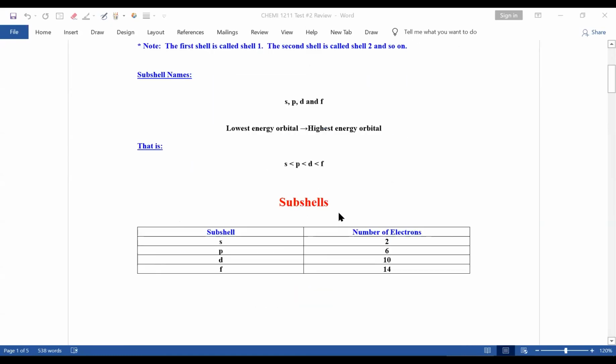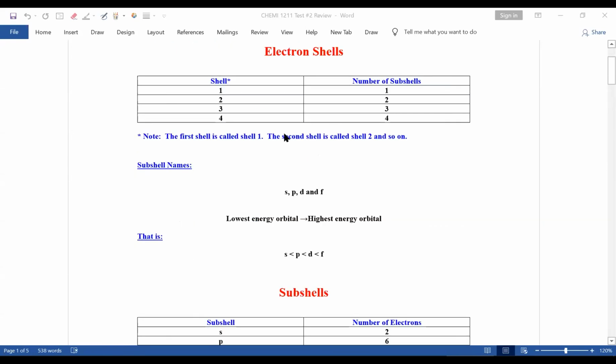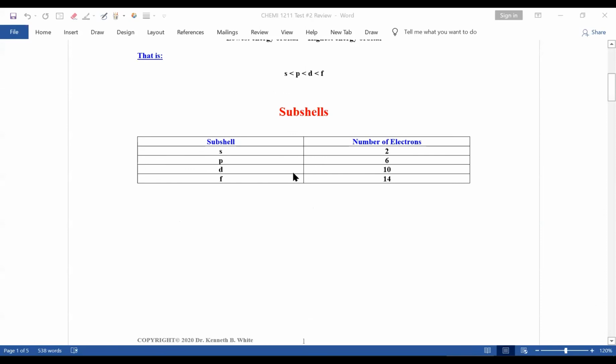And when we look at the subshells, and this is given to you in the final exam, important information, this chart right here: subshell S, you can put 2 electrons, P, 6, D, 10, F, 14.